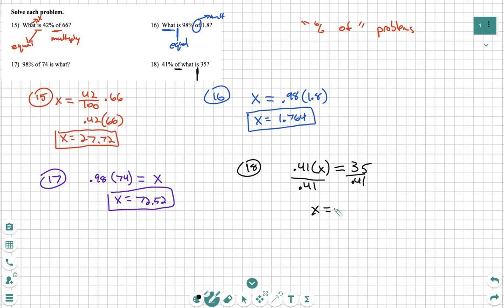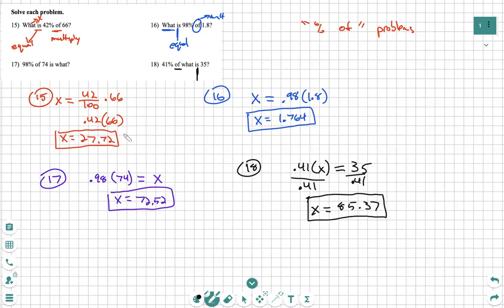And that is equal to 85.37 rounded. And there you go, right? So if we have 41% of 85.37, you're going to get 35. Perfect. Now, that is how you have to solve these types of problems.